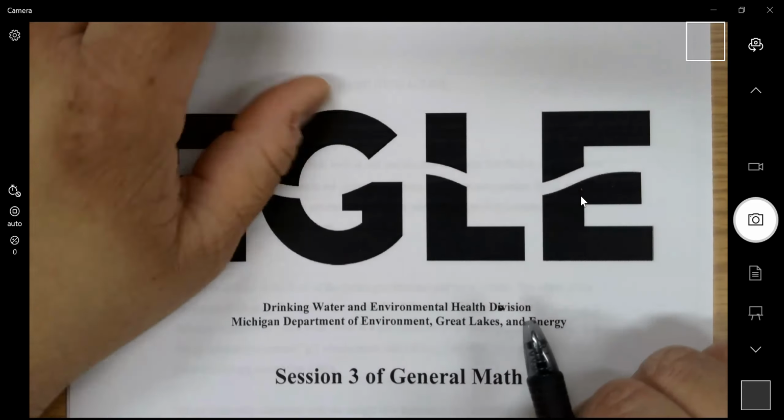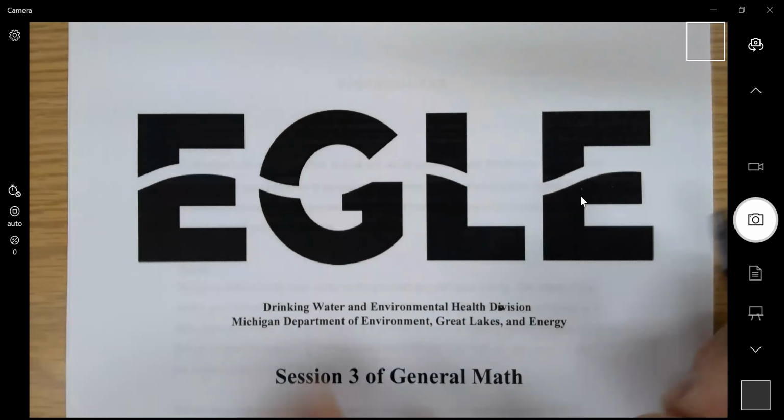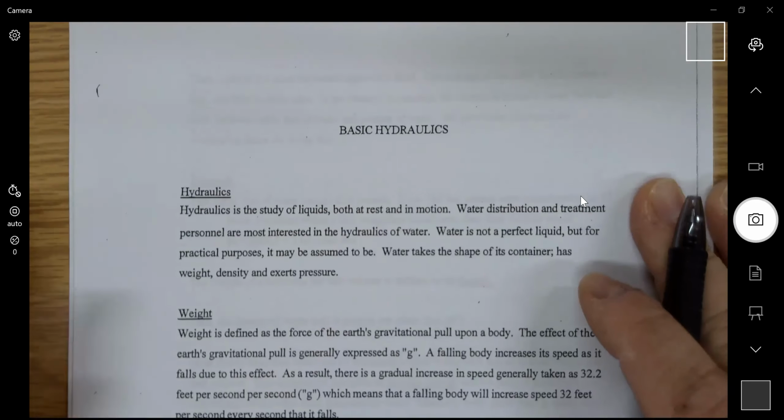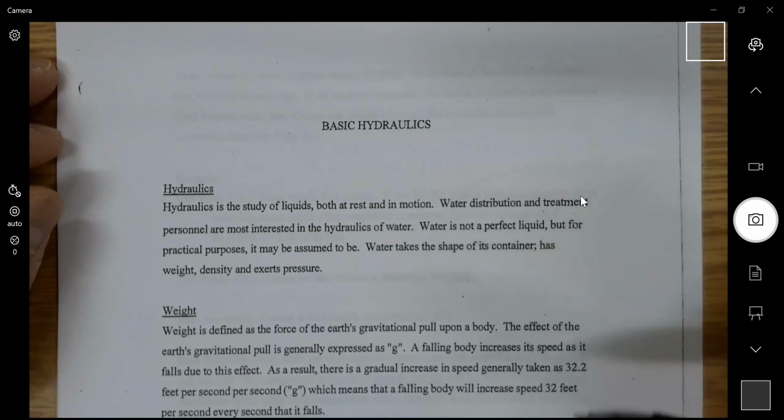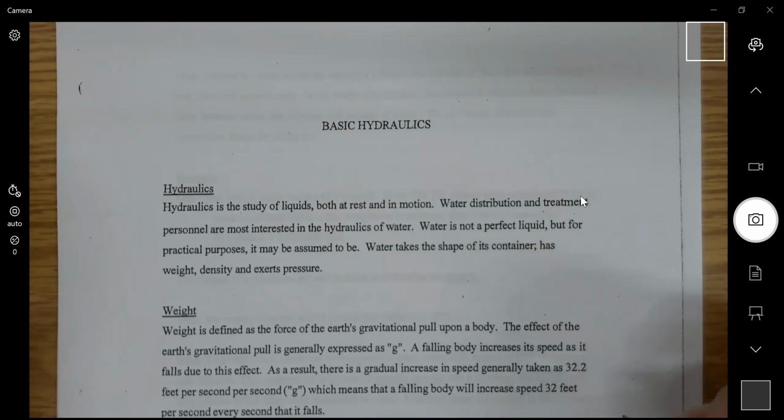All right, so the very first thing we're going to be talking about is basic hydraulics, or what hydraulics is. Hydraulics is the study of liquids, both at rest and in motion. Most of you are probably thinking of the boom arm on a backhoe or an excavator, right? You're thinking about that ram that moves back and forth in order to curl the bucket and dig the dirt and so on and so forth.